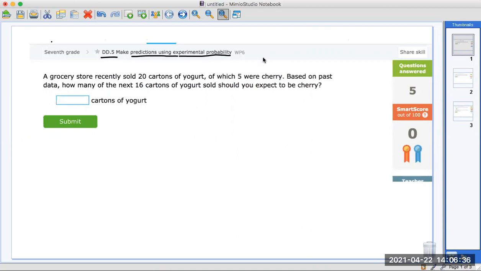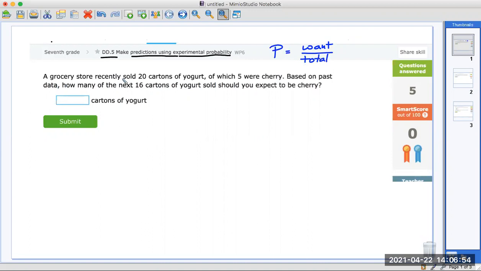So remember when we write probabilities, it's a fraction. It's what we want, the desired outcome, over the total number of possibilities. So keep that in mind. We're going to write fractions.